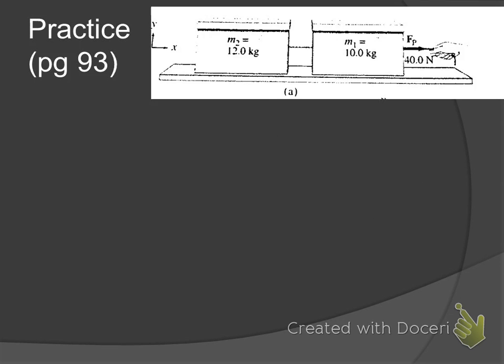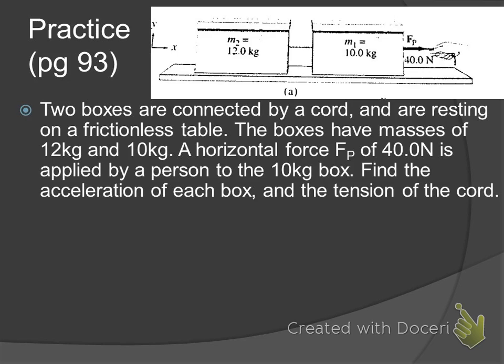Okay, so page 93. This tells us two boxes are connected by a cord. Here's our cord in the middle. They're resting on a frictionless table. Their masses are listed here. There's a pulling force to the right of 40 newtons. We want to find the acceleration of each box and the tension of the cord, this cord right here.